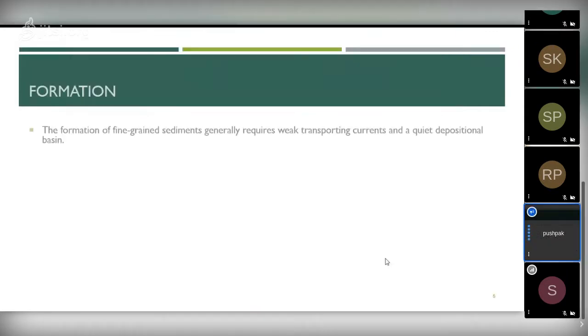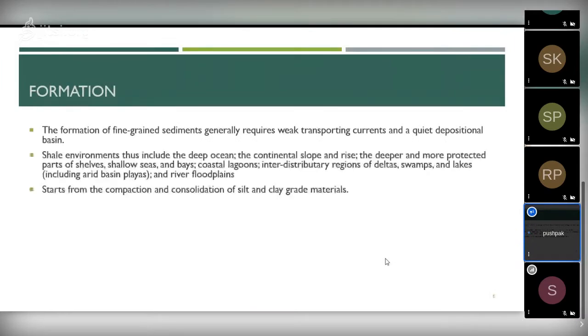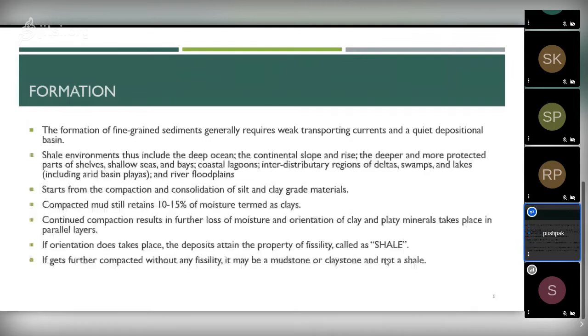The formation of fine-grained sediments generally requires weak transporting currents and quiet depositional basins. The shales are typically deposited in very slow-moving water and are often found in lake and lagoon deposits. The shale environments thus include the deep ocean, the continental slope and the rise, the deeper and more protected parts of the shelves, shallow seas, bays, coastal lagoons, interdistributary regions of deltas, swamps, lakes, and river floodplains. The formation starts from the compaction and consolidation of silt and clay grade minerals.